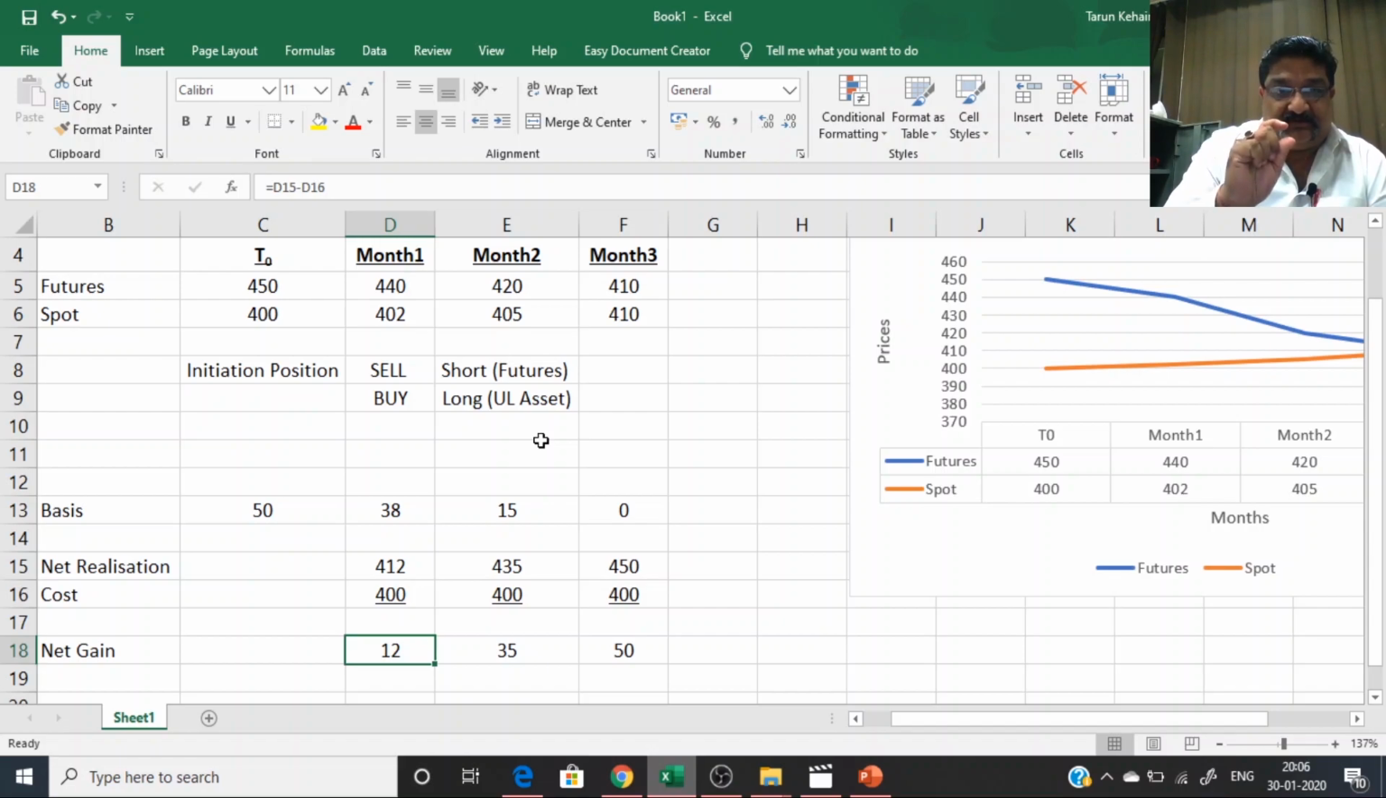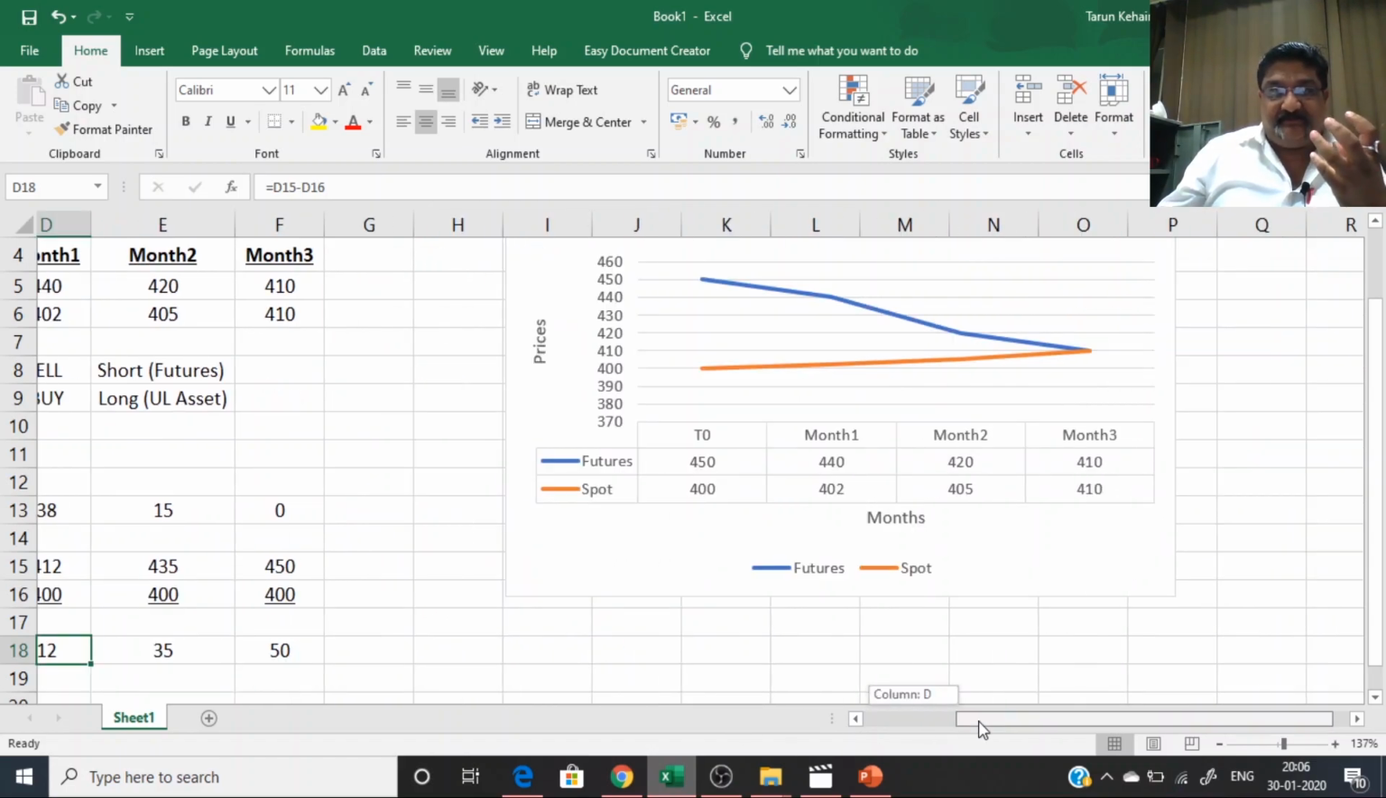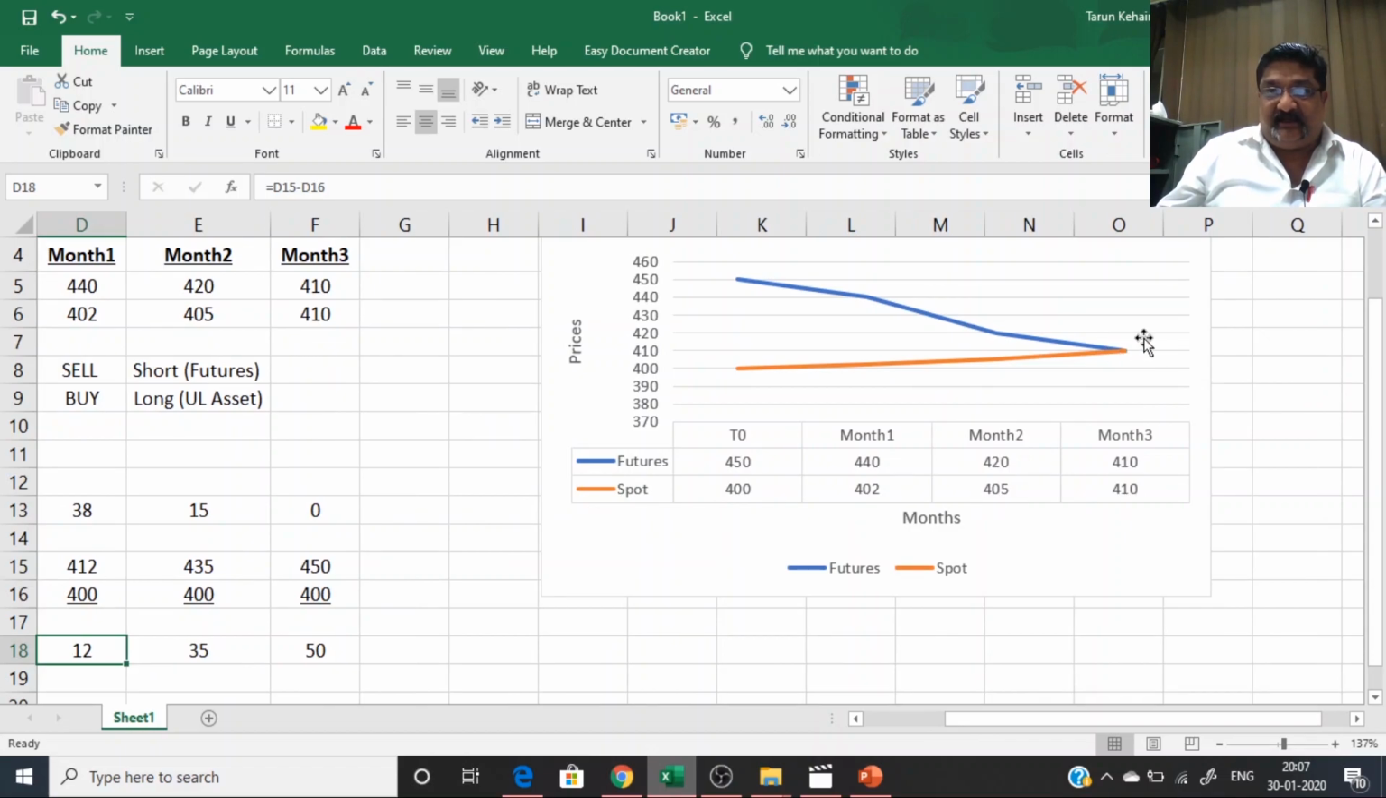Remember the basis risk. Let me give you another glimpse into it. In the ideal situation, you will expect that the futures and the spot price will converge at expiry. What if they don't? You don't know what is going to be the spot and what is going to be the futures. Depending upon the spread between the spot price and the futures price, your realization could either move upward or move downward, and therefore your net gain position might change.